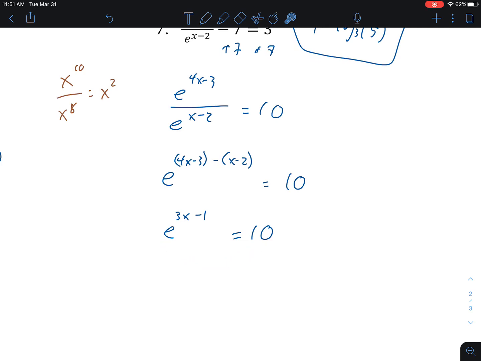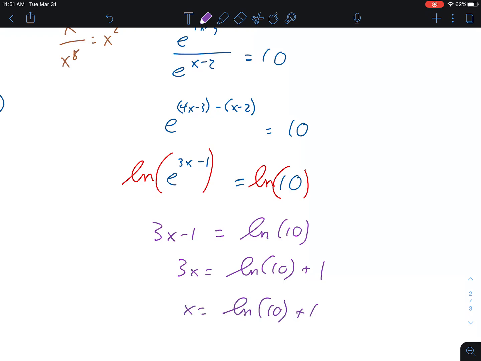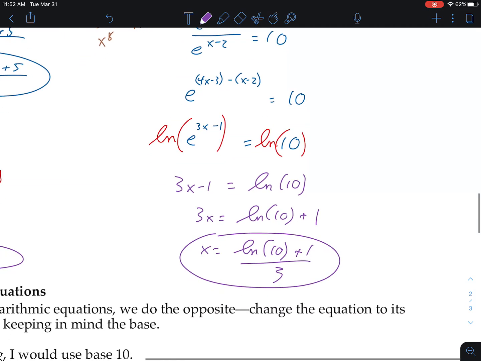Now these two obviously are not the same. It's an e, so I have to take the ln of both sides. Take the natural log of both sides. I know what's going to happen on my left-hand side. I'm just going to have a 3x minus 1 because my natural log and e are going to cancel after I bring the 3x minus 1 in front. And this natural log of 10 just stays there. That's just a number. Add 1 to both sides, and I get plus 1. And then I have x is equal to natural log of 10 plus 1, all divided by 3.